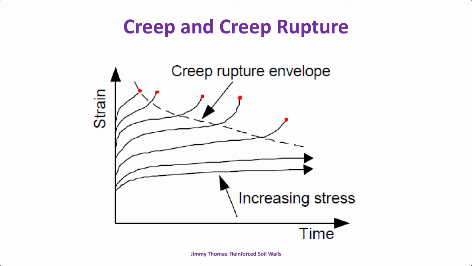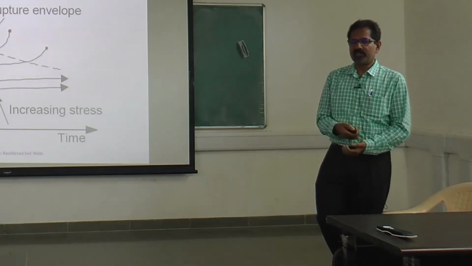Then normally there is primary, secondary, tertiary creep. When the load is above a certain limit, you will find after some time the creep increases, then it ruptures. This is called creep rupture.